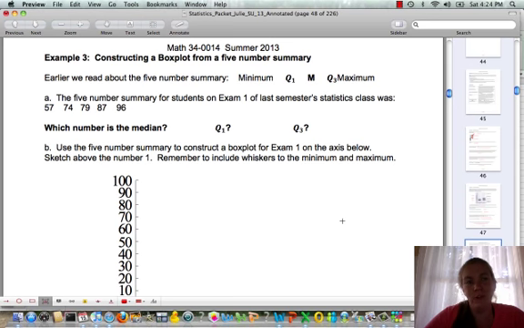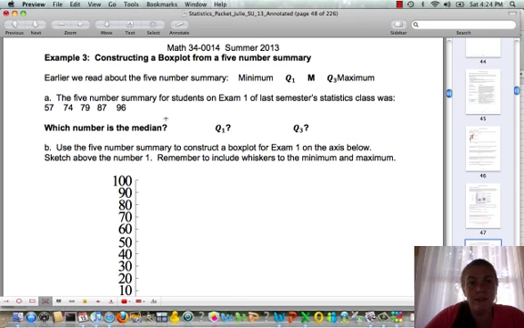This is Module 2C, Example 3 on page 48. So earlier we read about the 5-number summary. If you recall, that's the minimum, quartile 1, median, quartile 3, followed by the maximum. So here in Part A, we're given the 5-number summary for students on Exam 1 of last semester's statistics class. So our numbers are 57, 74, 79, 87, and 96.